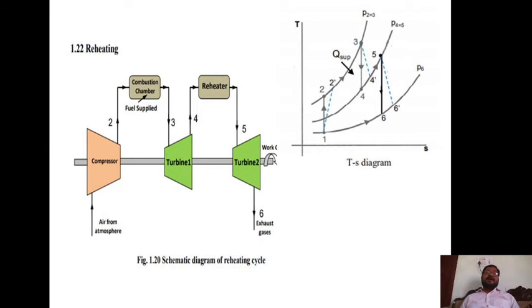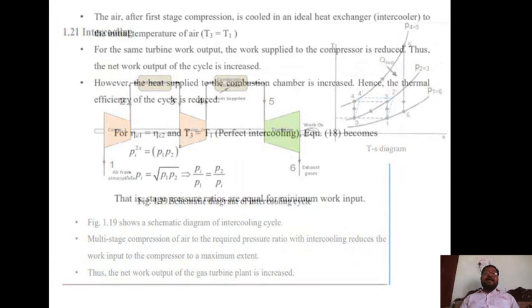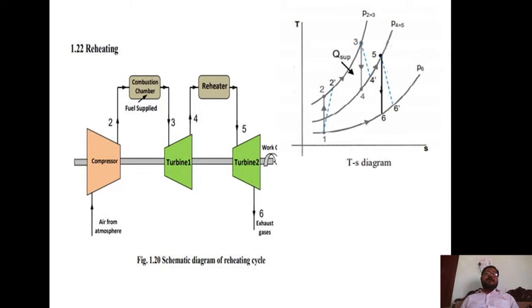Another one is reheating. This is also one of the methods of improving the Brayton cycle efficiency. Here, in the previous case, we used two compressors because of the intercooler. We are cooling the exhaust of the first compressor. Again, we are feeding. In the reheating, you see here, there is only one compressor, and a combustion chamber.